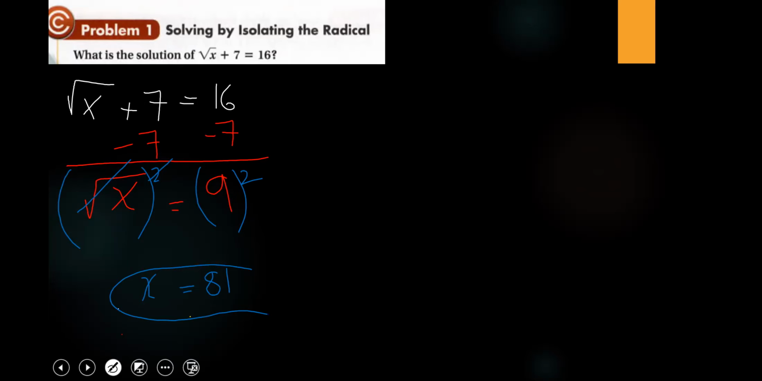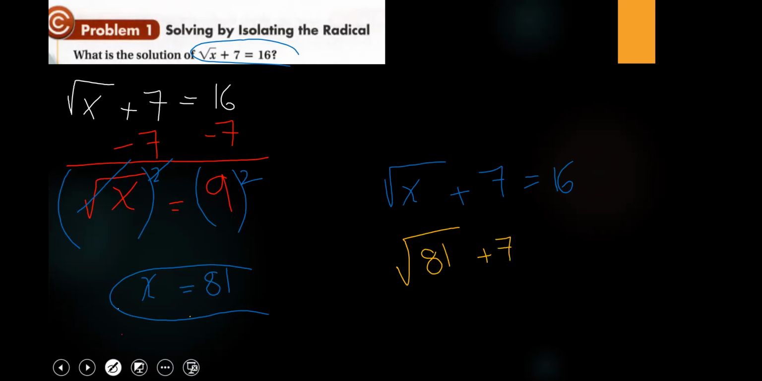Let's now check our solution. Is it correct or not? What we have to do is evaluate. Here we have the square root of x plus 7 equals 16. What is x? It's 81. So the square root of 81 plus 7. Is it equal to 16? Let's see.